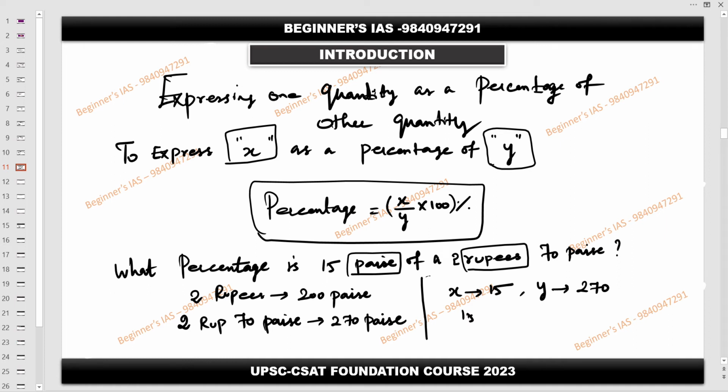So then you move on here. Therefore 15 by 270 into 100 percentage. You can cancel this 0 and 0. Then you can cancel with respect to the 3 table. If you cancel with respect to the 3 table, what you will get here? 3 5s are 15, 3 9s are 27, so 5 by 9 into 10 percentage. So this can be written as 50 by 9 percentage.